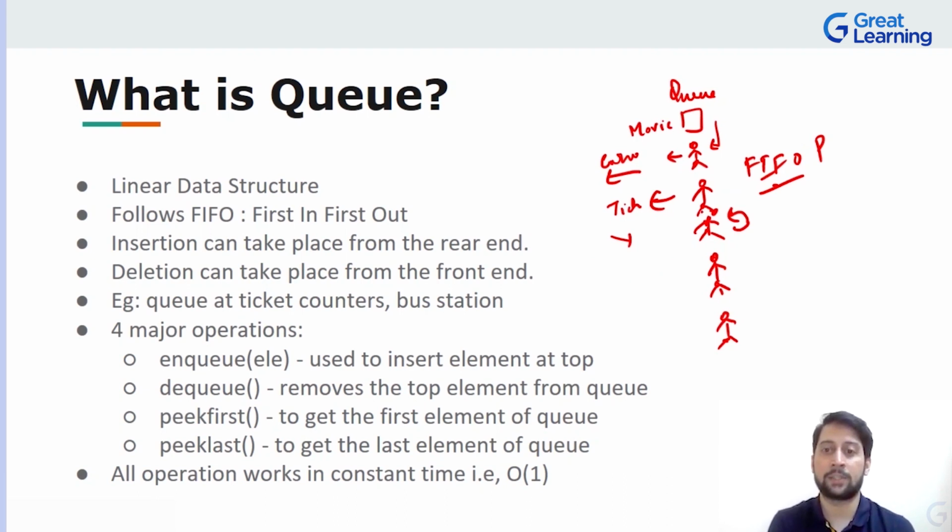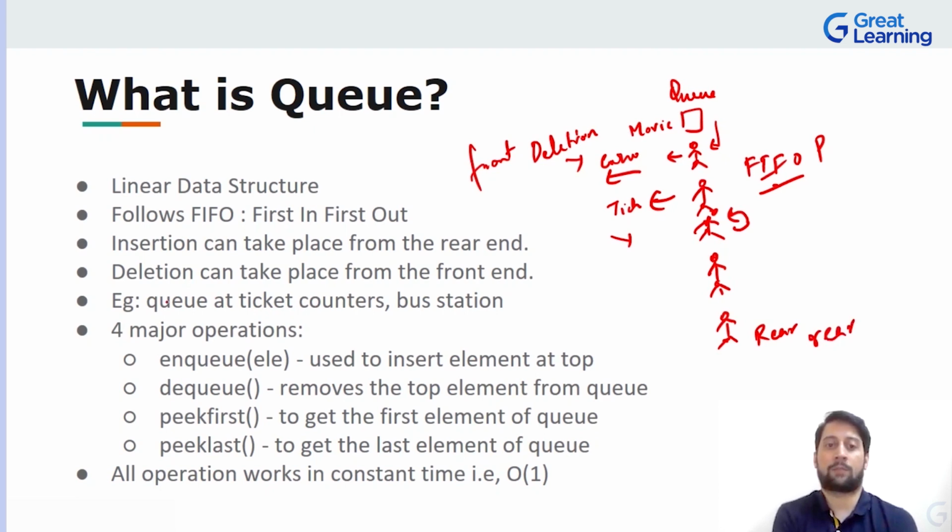Now insertion will always take place from the rear end, and deletion will always take place from the front end. So this is our front end and this is our rear. Examples include buying tickets from the counter, a movie ticket, or at a bus station, where you are in front of the counter trying to get tickets for your bus.